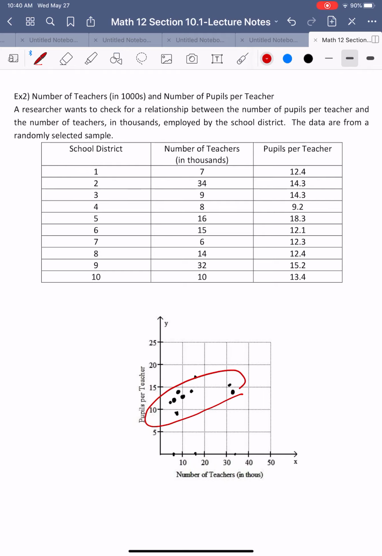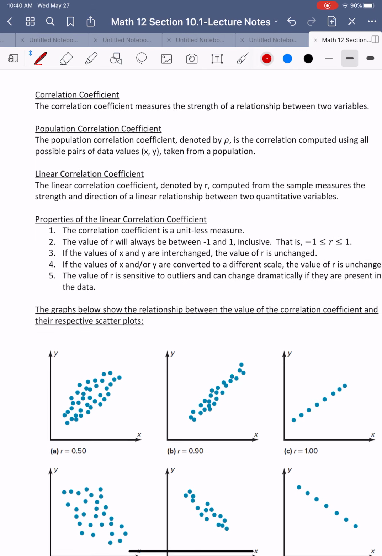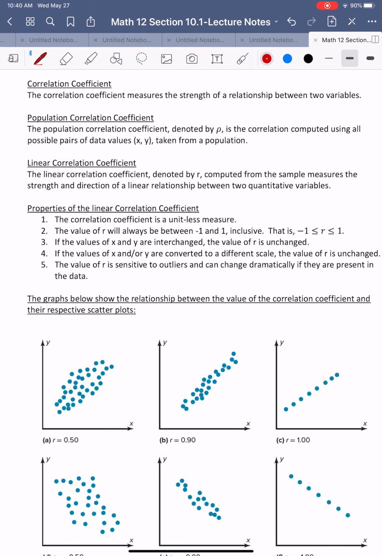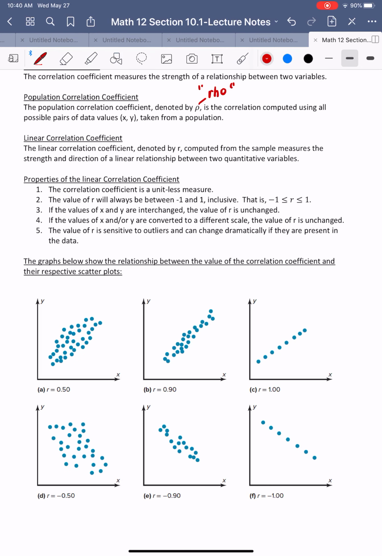Okay. All right. Let's look at the next page. So correlation coefficient. The correlation coefficient measures the strength of the relationship between two variables. Population correlation coefficient. The population correlation coefficient is denoted by rho. This is what we call rho. It is a correlation computed using all the possible pairs of data values x and y taken from the population. Linear correlation coefficient. The linear correlation coefficient, denoted by r, computed from the sample, measures the strength and the directions of the linear relationship between two quantitative variables.